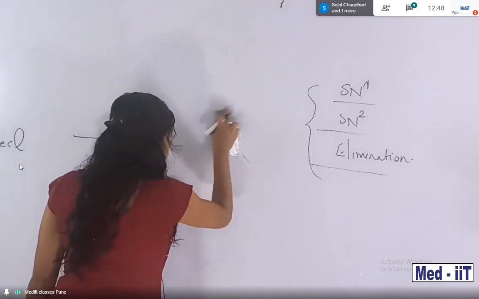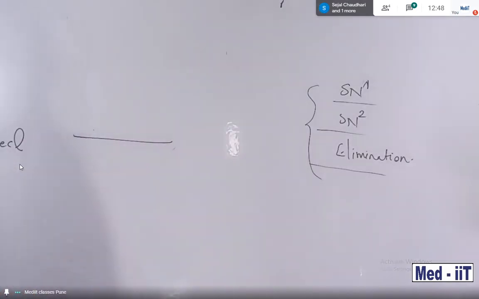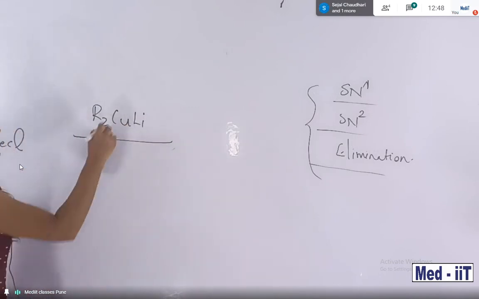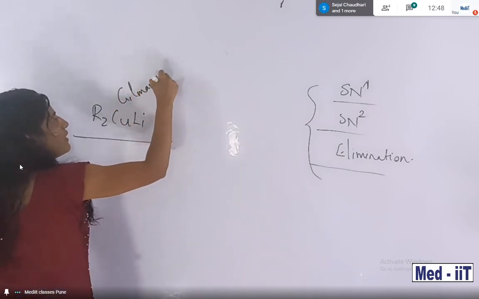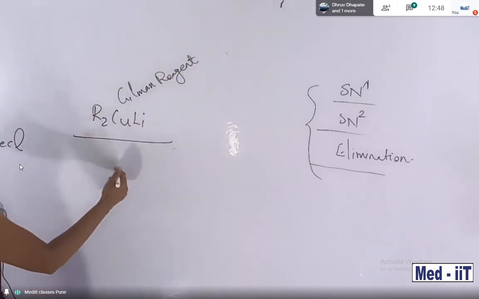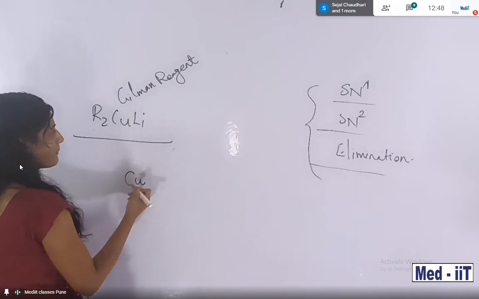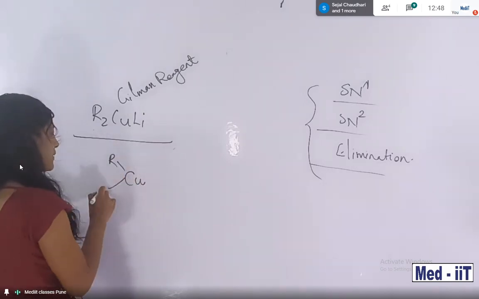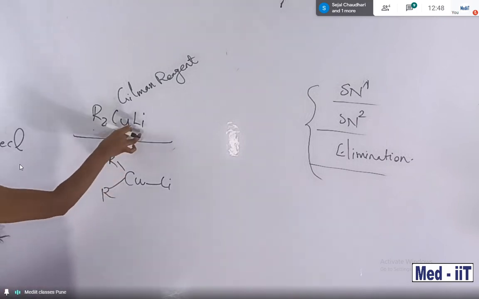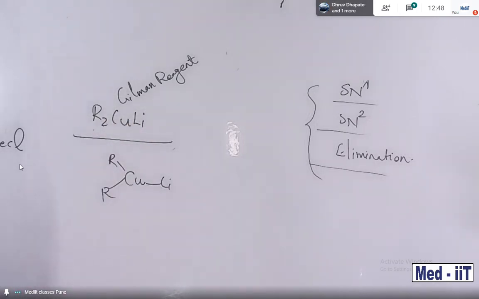Next one is another famous reagent, that is the Gilman reagent. R2CuLi. Gilman reagent means R2CuLi. Its format is like this: copper is in the middle, then two alkyl groups and the lithium. This is the setup. So this copper-containing reagent, R2CuLi, is called the Gilman reagent.